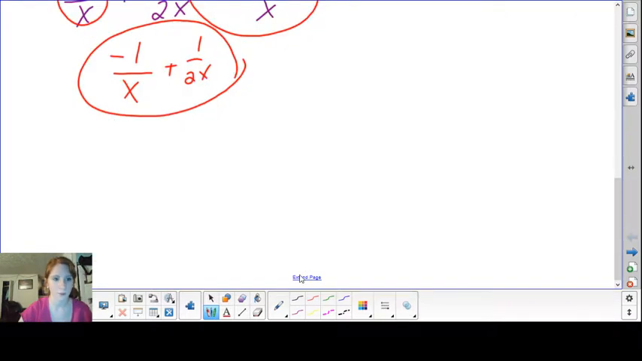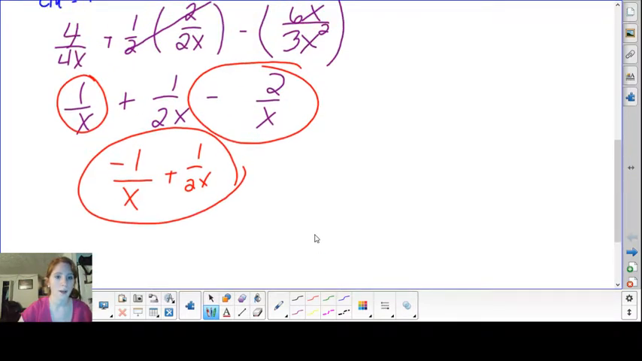Again, I can go ahead and combine them because they have the same denominator. So 1 minus 2 is a negative 1, plus the 1 over 2x.